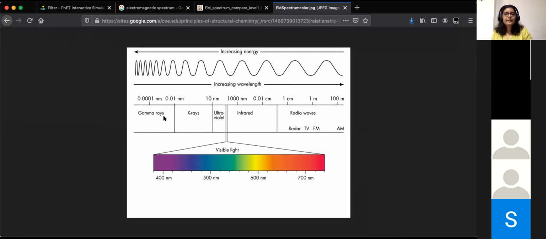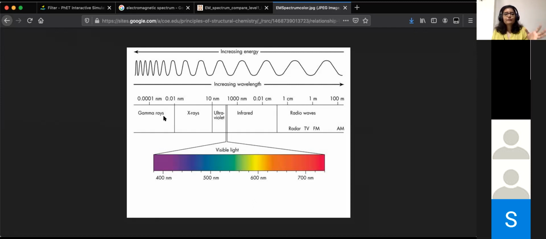So ma'am, I guess you said we cannot see beyond 400 nanometers, right? Less than 400 nanometers and greater than 700 nanometers. So between 400 to 700 is the sweet spot. That's the only part we can see.